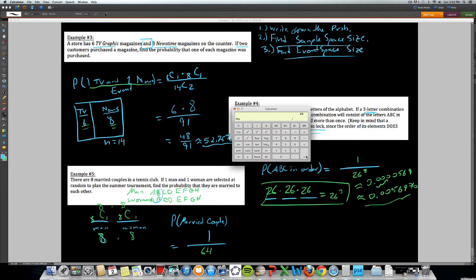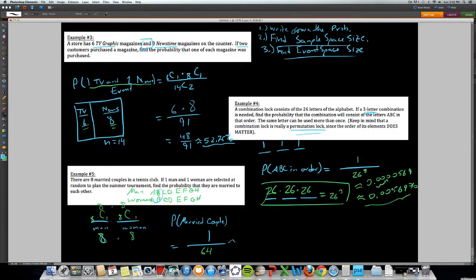Let's go ahead and get our decimal on this one. So about 0.015625 as a decimal. Let me get rid of this here, I get so used to writing decimals. As a percentage, there's a 1.5625% chance of this happening. So not very good, actually.